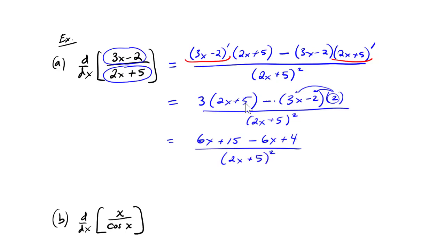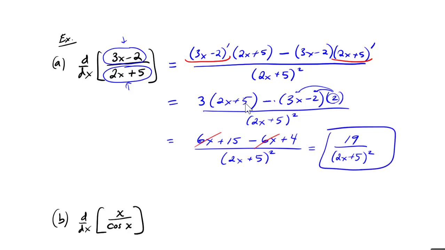Okay, I should go a little further because I noticed that 6x minus 6x cancels out, which is not actually coincidental here. You'll see this when you have a linear over a linear. There's often cancellation such as that. Okay, so then I get 15 plus 4, I get 19 over 2x plus 5 squared. There's my answer. Okay, so that wasn't too bad. It's a lot of work, but fundamentally it's not too bad.